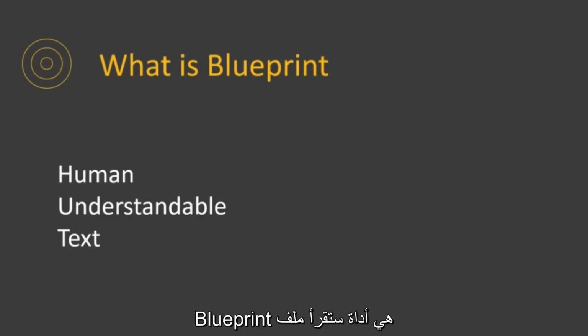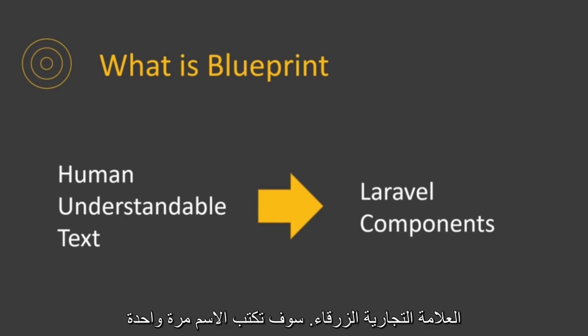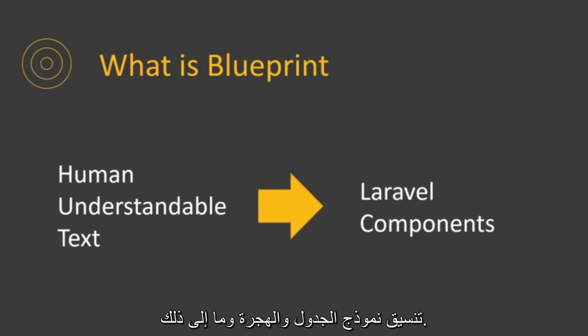Blueprint is a tool that will read a human understandable text and generate the corresponding Laravel components so that the developer doesn't spend a lot of time and effort doing repetitive tasks. Sometimes you have problems because you are mistyping the name of the table in the model or in the migration or any other place. With Blueprint, you will write the name once and it will be converted to the suitable format for table, model, migration, etc.